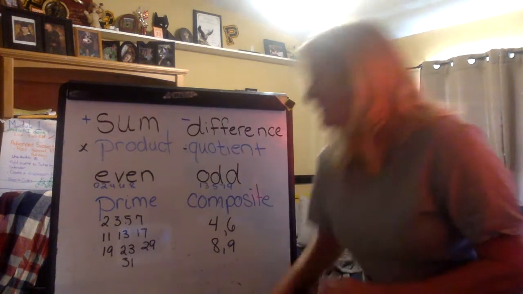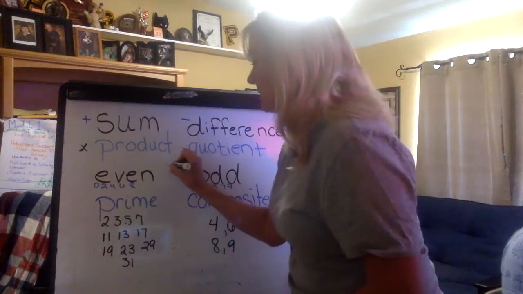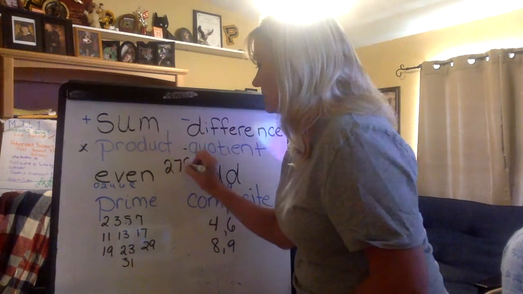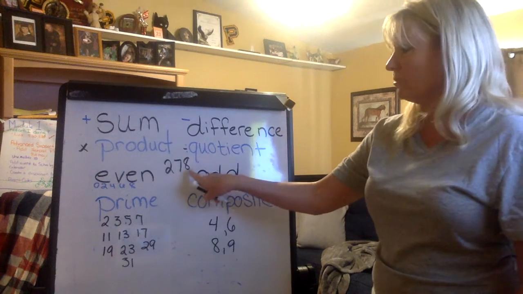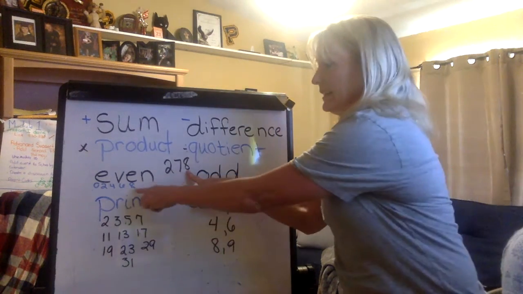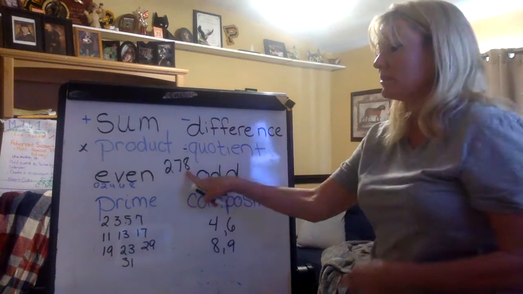Awesome. Now, using that, I want you to very quickly look at a number like this. 278, odd or even? You don't have to look at the whole thing. You look at the last digit. It's an even digit, so the whole number's even.